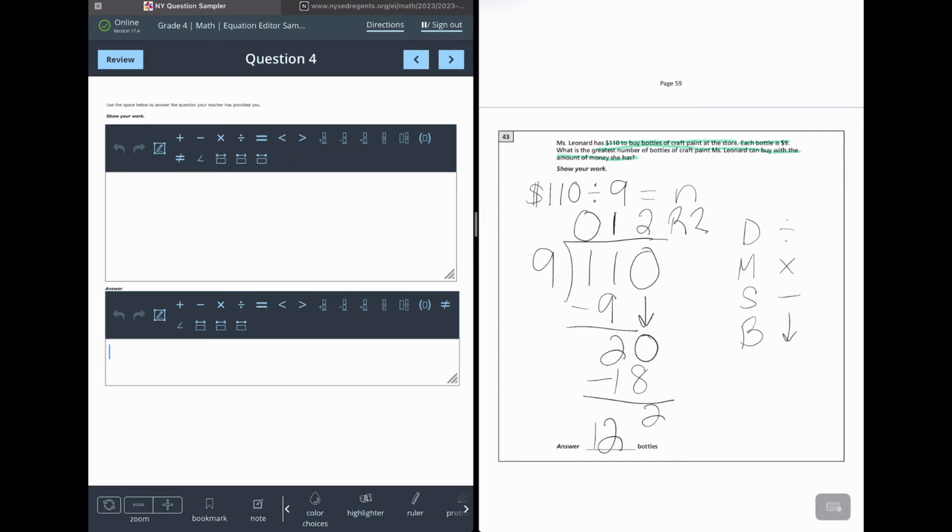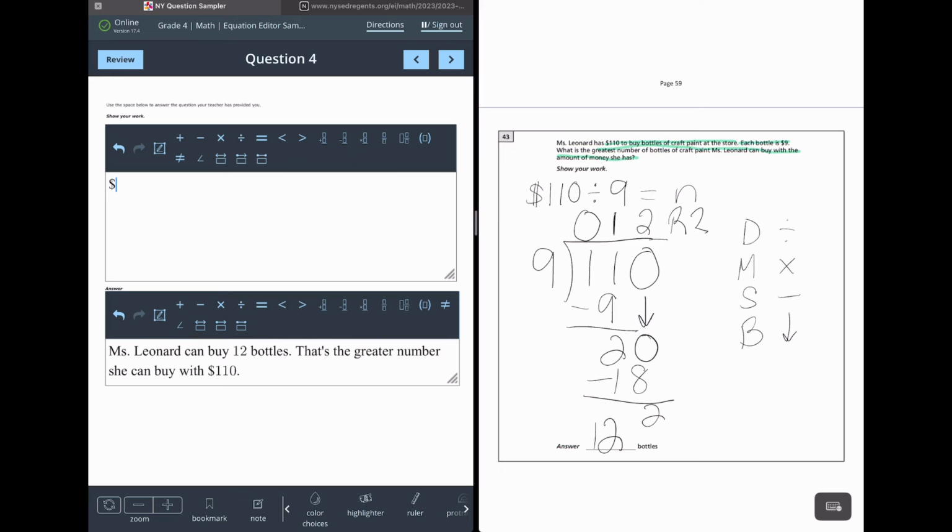Okay, so let's start by answering the question. What's the greatest number of bottles of craft paint Miss Leonard can buy? Miss Leonard can buy 12 bottles. That's the greatest number she can buy with $110. Done. All right, so now how am I going to show my work?